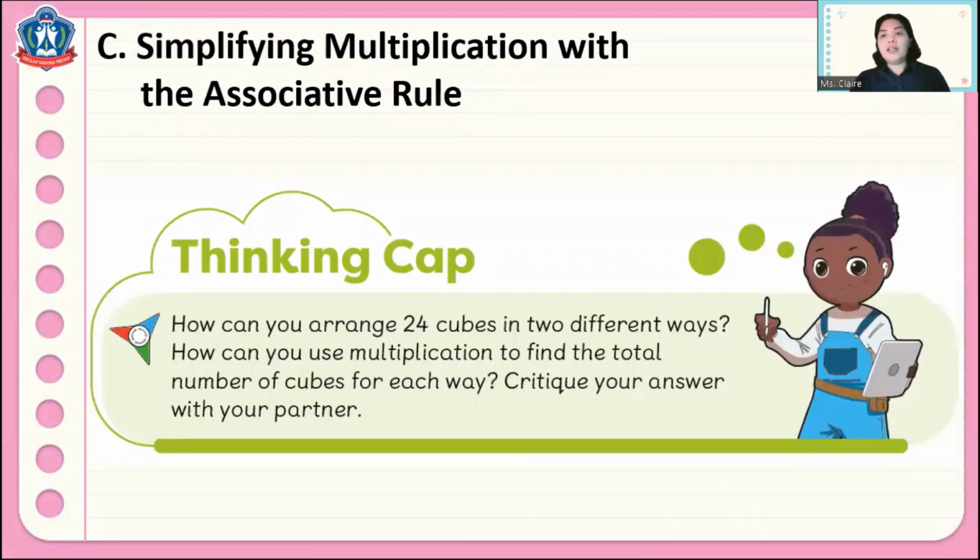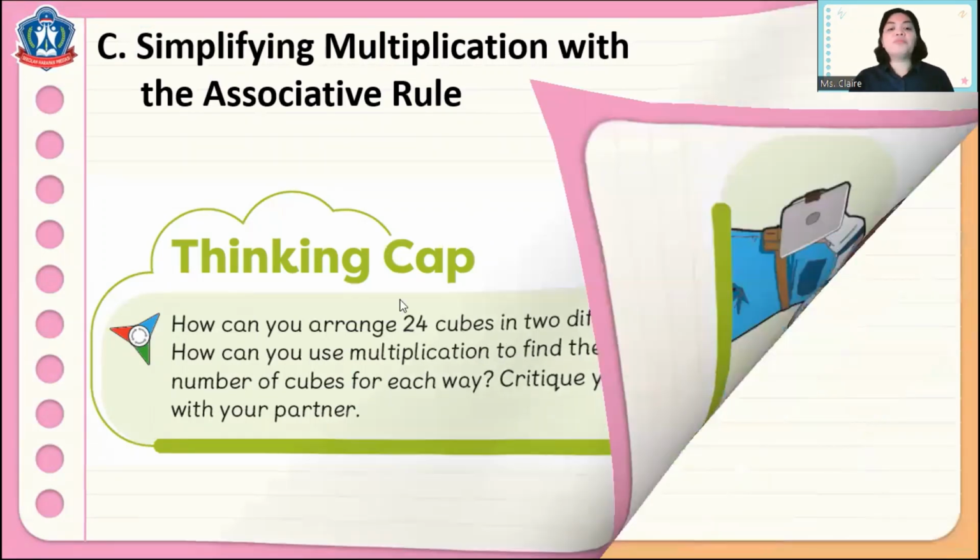How can you arrange, children, 24 cubes in 2 different ways? Example, we can arrange 24 cubes in 2 rows, right? So in 1 row, it has 12 cubes. Now it's your turn to find ways to arrange 24 cubes.